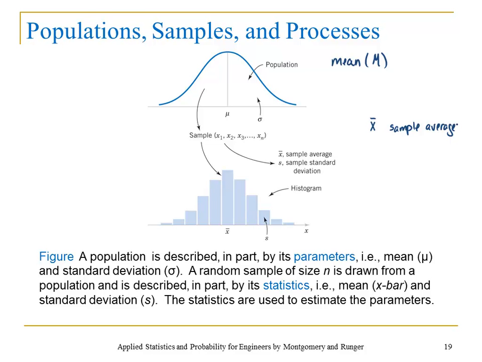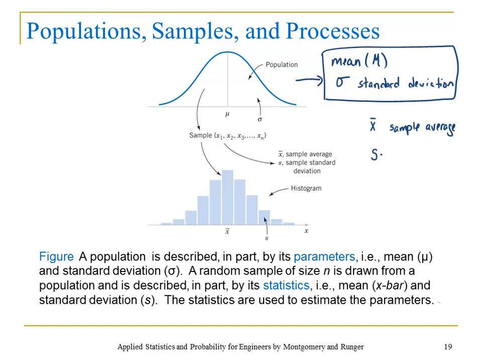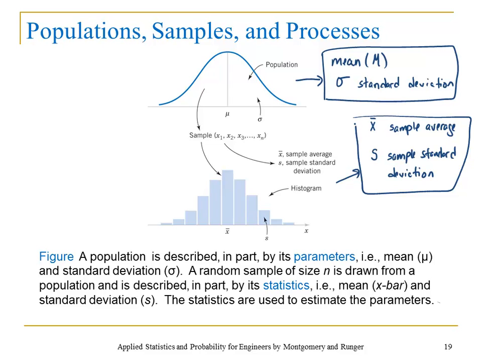Okay? So we also have sigma and S. Sigma is our standard deviation for the population, and S stands for sample standard deviation. So this is clear, right?